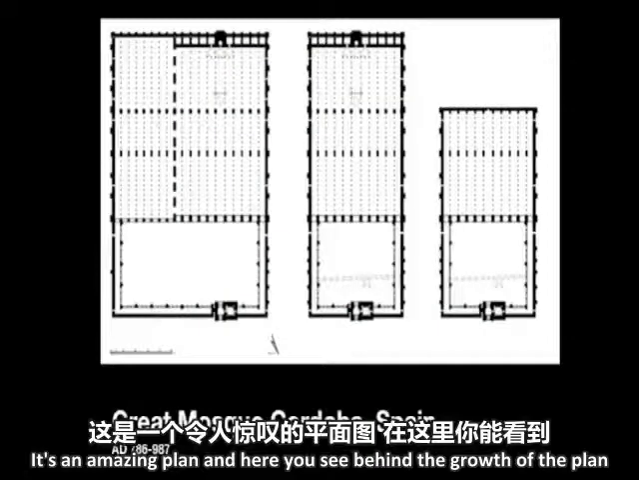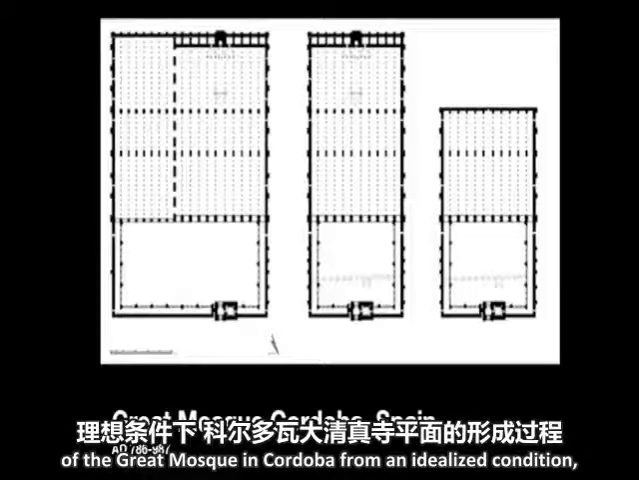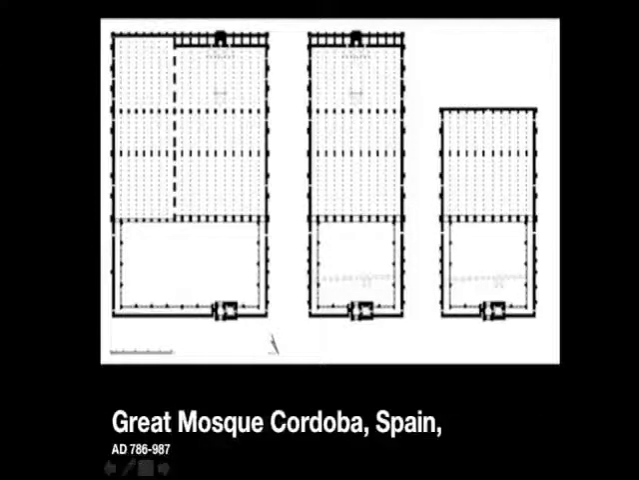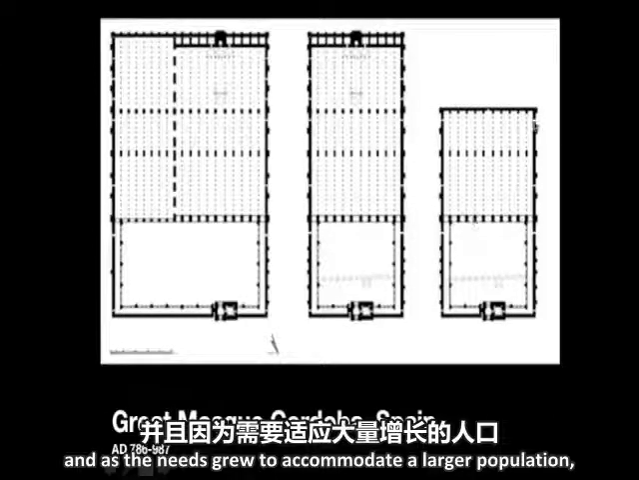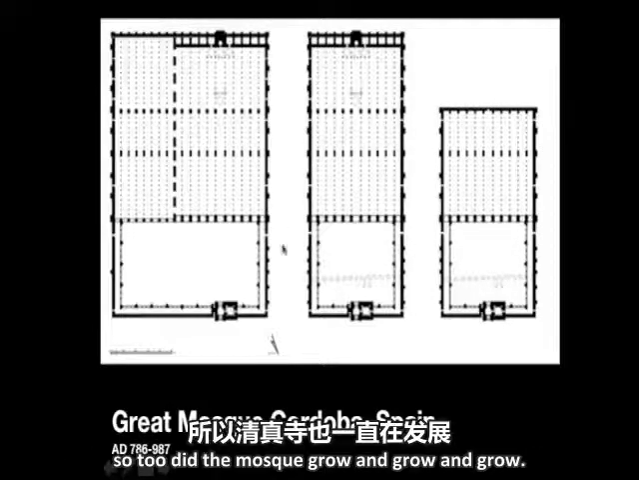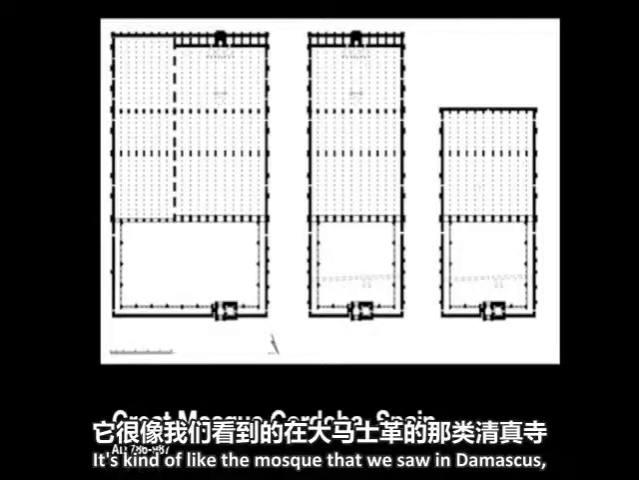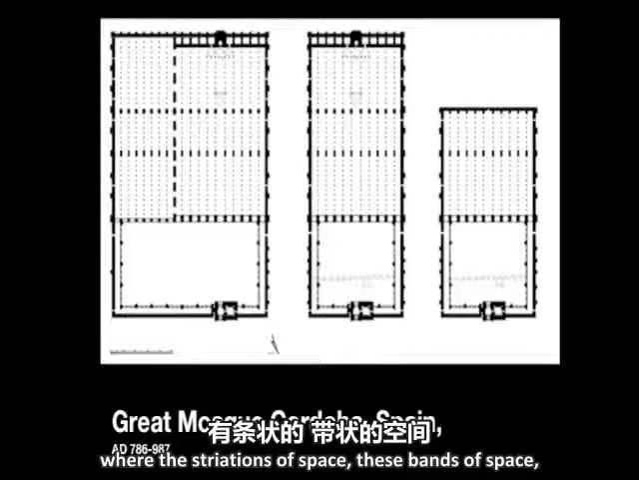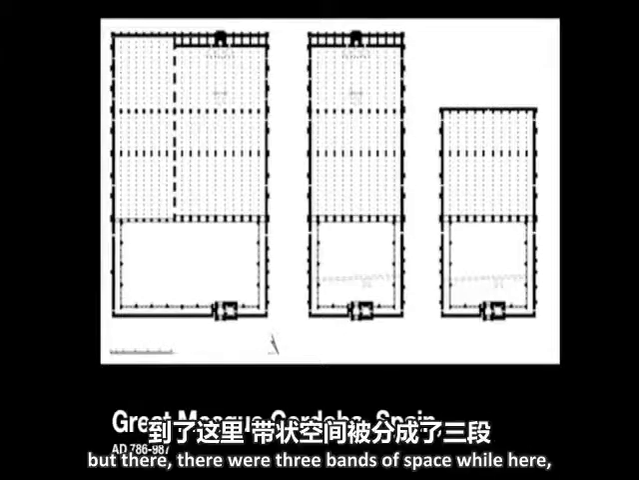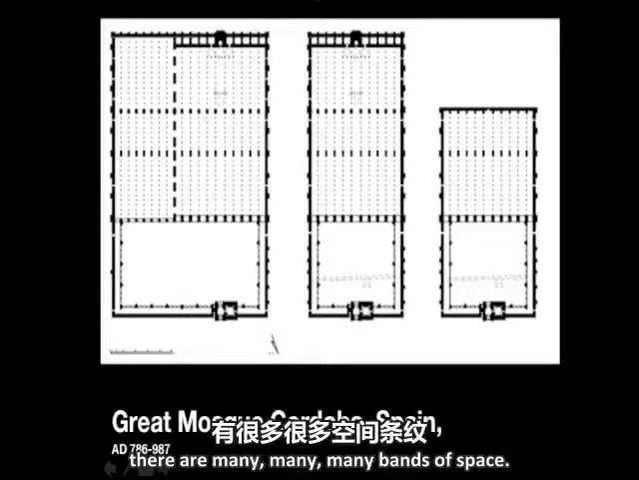It's an amazing plan. And here you see the kind of growth of the plan of the great mosque in Cordoba from an idealized condition. And as the needs grew to accommodate a larger population, so too did the mosque grow and grow. It's kind of like the mosque that we saw in Damascus with these striations of space, these bands of space. But there were 3 bands of space, and here there are many, many bands of space.